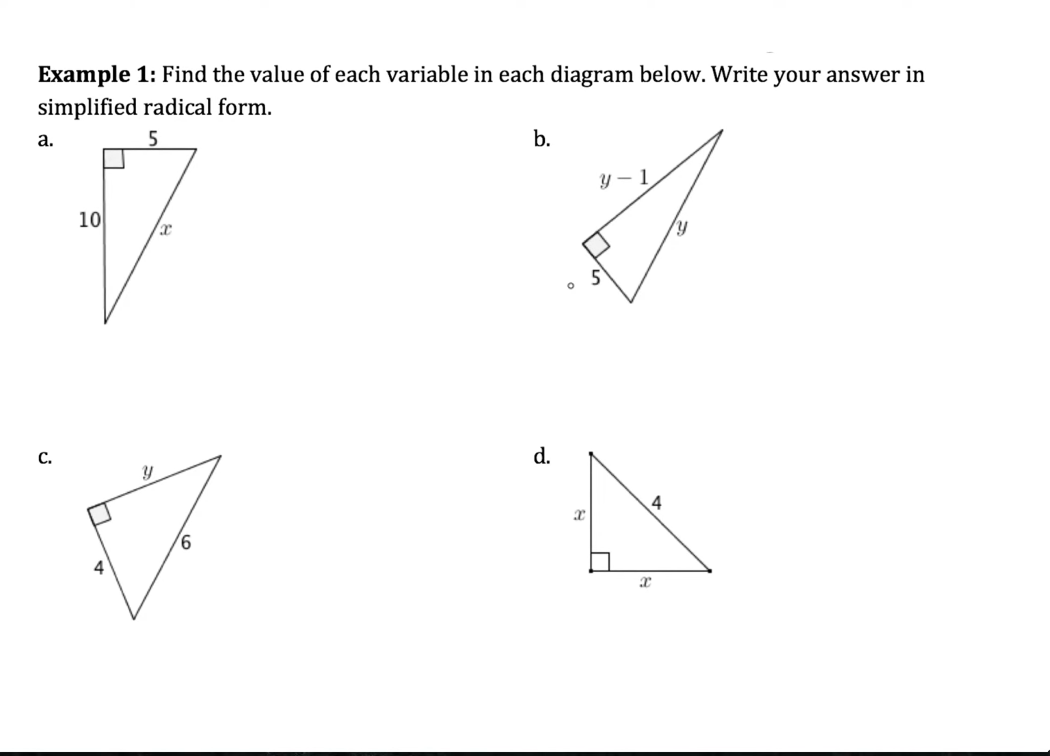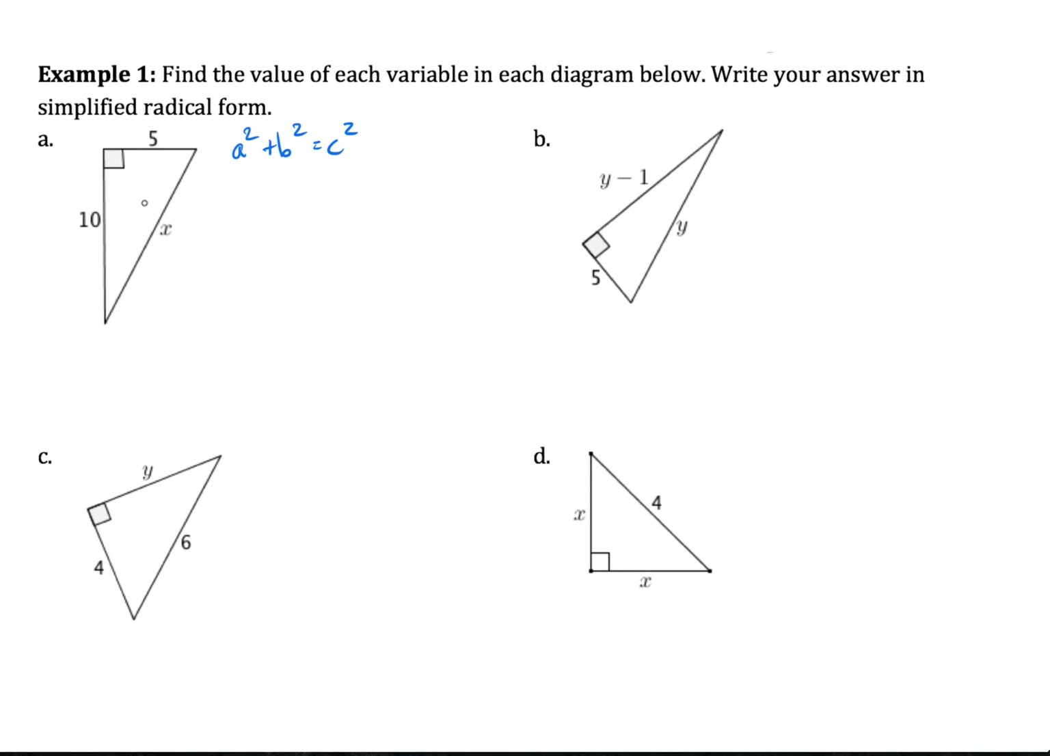Down here we have four right triangles, and our job is going to be to try and find the value of each variable in the diagrams. And you'll notice that they're all right triangles, and we're looking at the side length, so the Pythagorean theorem definitely applies here. So for example A, I always start off by writing A squared plus B squared equals C squared. Now, of course, I don't have A's, B's, and C's here. I have a 5, a 10, and an X.